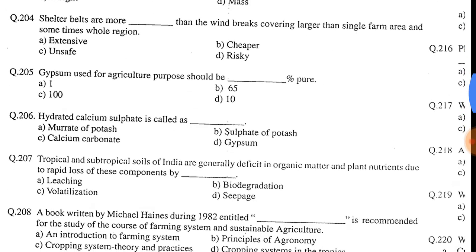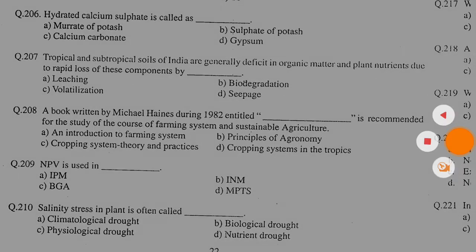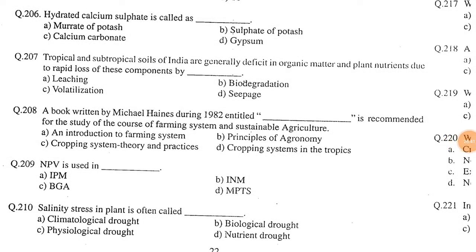206. A hydrated calcium sulfate is called as gypsum. 207. Tropical and subtropical soils of India are generally deficient in organic matter and plant nutrient due to rapid loss of these components by biodegradation. A book written by Michael Hans during 1982 entitled An Introduction to Farming System is recommended for the study of the course of farming system and sustainable agriculture.